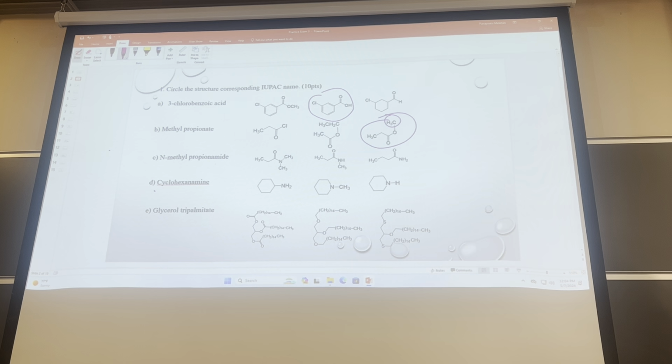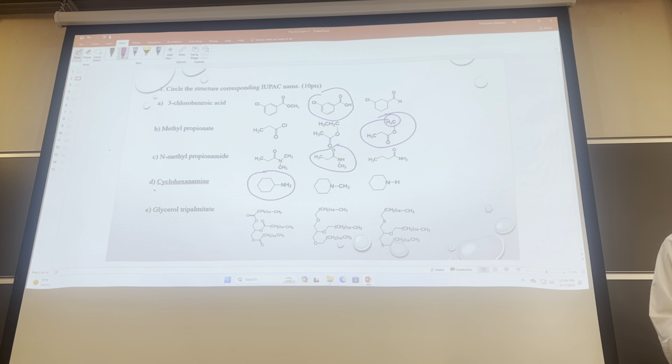N-methylpropionamide, it means we have an amide, and on the nitrogen it has a methyl group, right? And that is the middle one, right? Okay, then cyclohexanamine, the first one, right? Anybody has any objections?